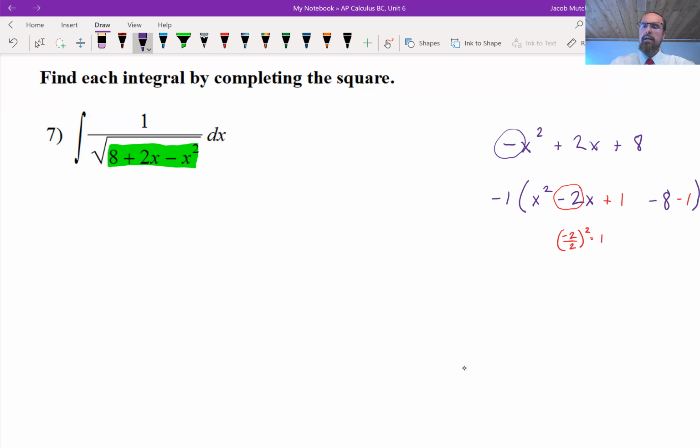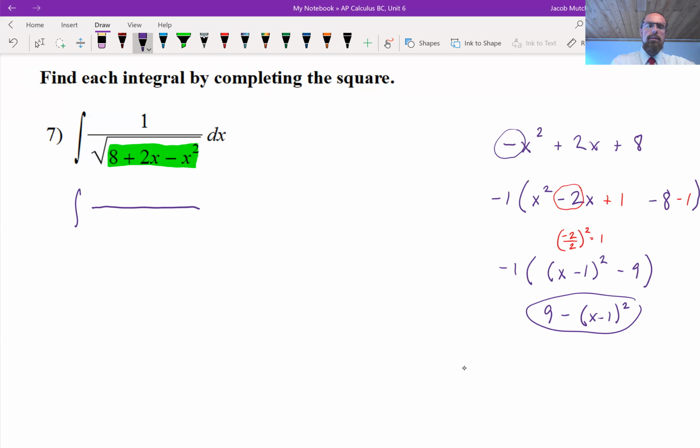So for this example, we've got negative 1 times x. This will factor: x squared minus 2x plus 1 factors as x minus 1 squared, and then minus 9. And if I run that negative back through, that's going to give me positive 9 minus x minus 1 squared. So that's what I'm going to substitute in for this original quadratic. So it's going to be the integration of 1 over the square root of 9 minus x minus 1 squared dx.